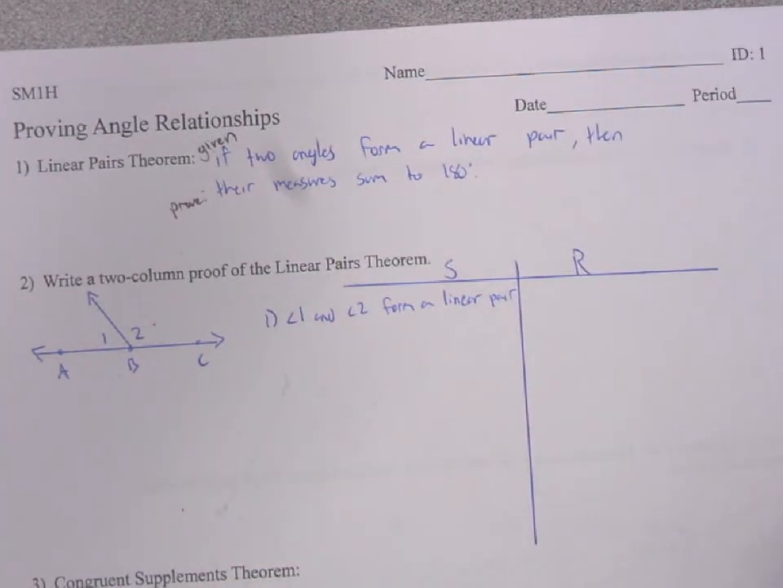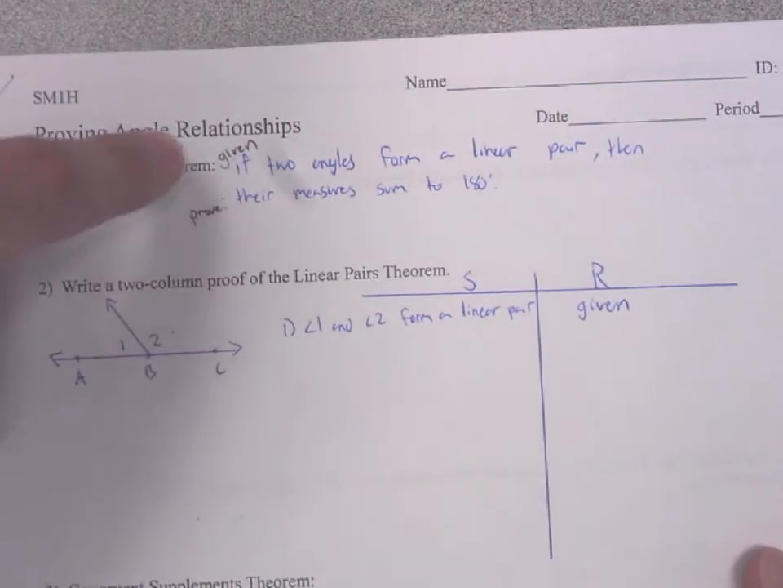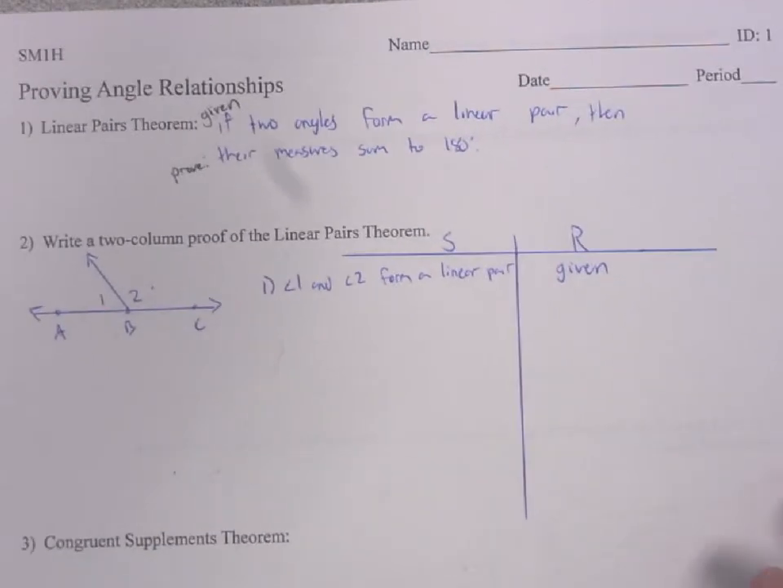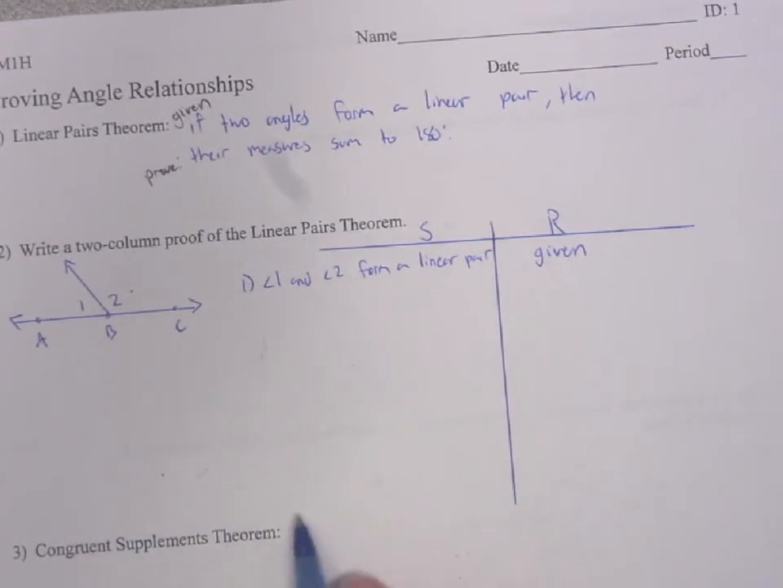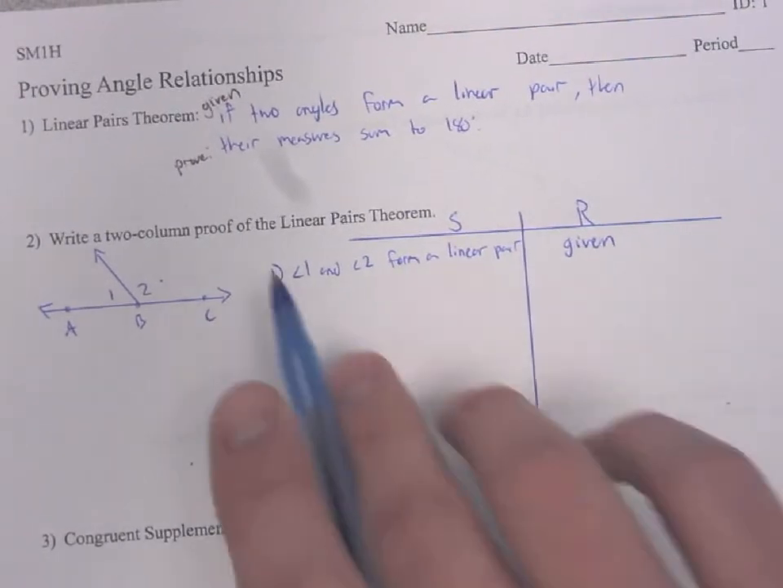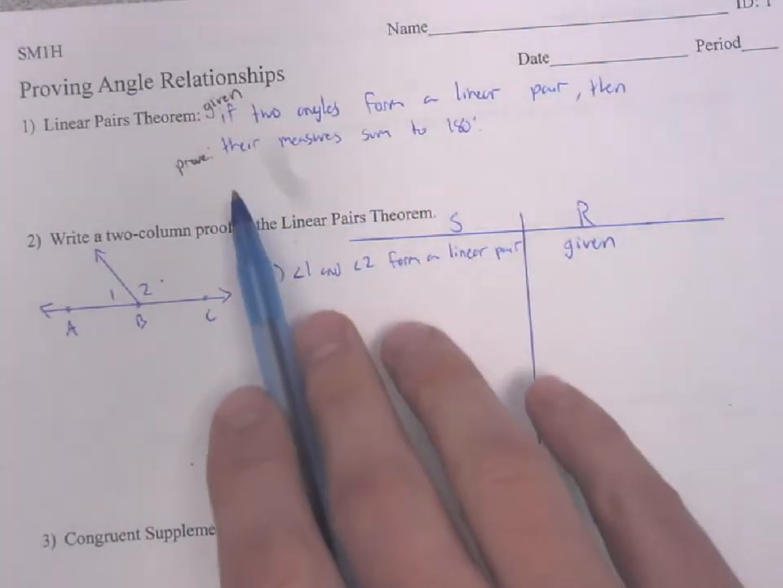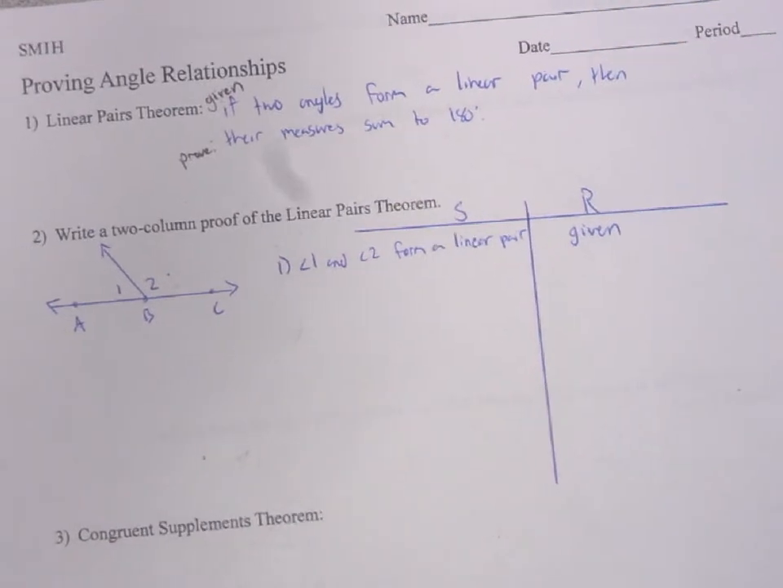Okay? And how do we know that? Given. We can assume that that's the case because that's the part that we're going to assume, the if part. All right? Okay, now what we're trying to do, our goal here, way down here, I don't know exactly where it's going to go because I don't know how many lines I'm going to take, but the goal is to prove that the measure of angle 1 plus the measure of angle 2 equals 180. So let's just keep that in mind.